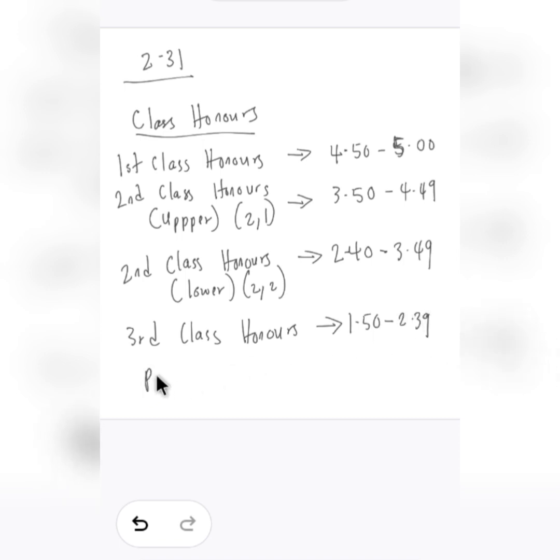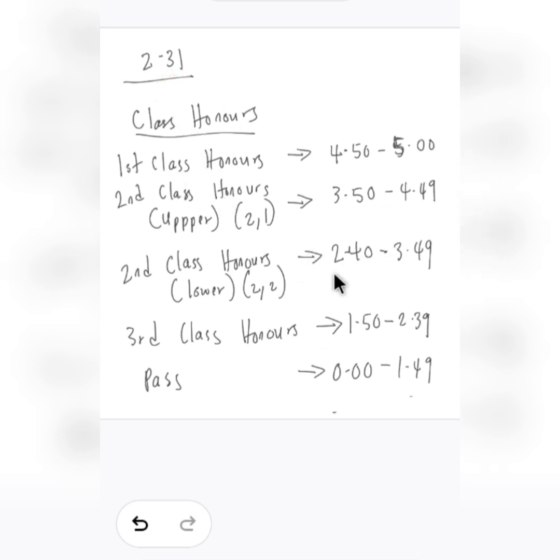Then we have pass. Some still go ahead to have fail, but I'm just going to categorize everything under here as pass. 0.00 to 1.49. Some people call 0.00 to 0.89 fail, but we're just going to classify everything as pass. You understand?